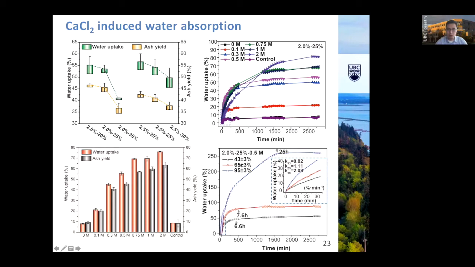And then we also tested different relative humidities, from 43% up to 95%. For the water uptake at 95%, after 25 hours, it can saturate at about 2.5 times its own weight, meaning there is a lot of water absorption in there.